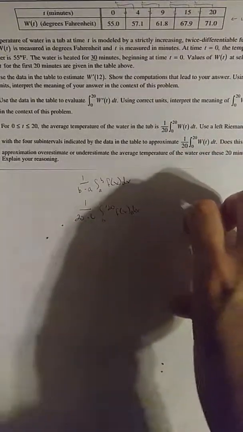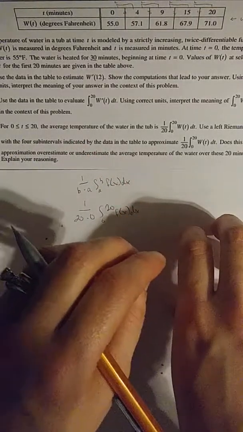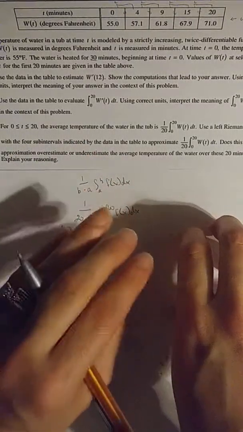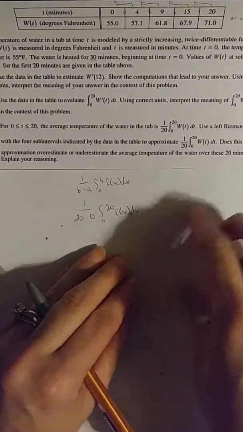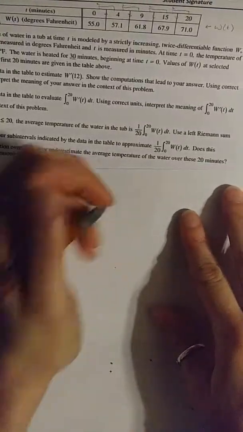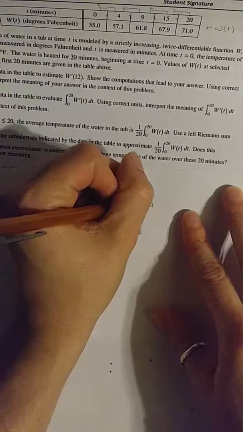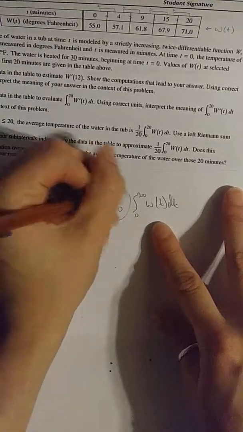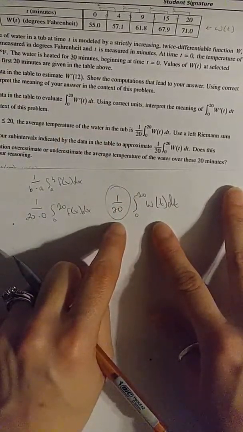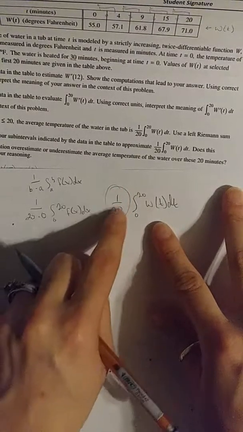So the important thing about this that I think a lot of people forget is that a Riemann sum or a trapezoidal sum, whatever type of sum it is, will approximate the integral and nothing more. This is made of 2 things. This is made of the integral from 0 to 20 of w t dt. So this is the integral. And 1 over b minus a, so 1 over the total change in time. Okay, so we're dividing by time.